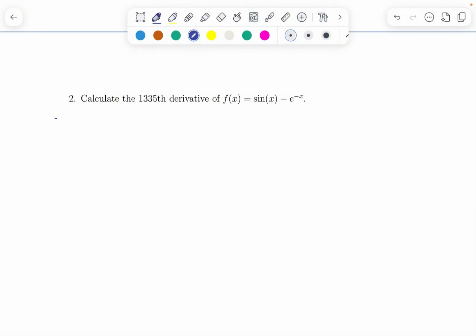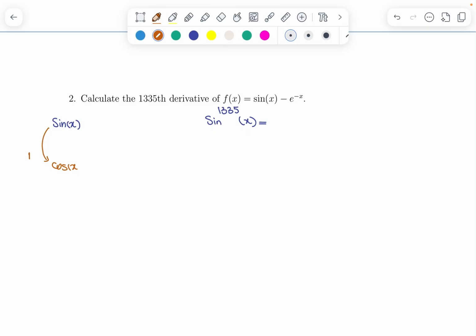In this question, we want to calculate the 1335th derivative of f of x equal to sine of x minus e to negative x. As you learn for a high order derivative, the key idea is to look for a pattern. First, let's look at the sine part. So, for sine of x, we are going to find the 1335th derivative. Let's find the first derivative of sine.